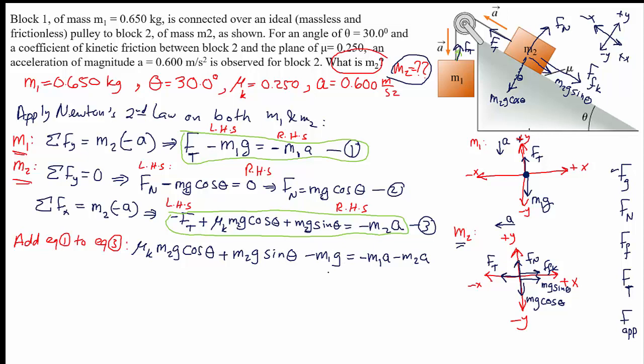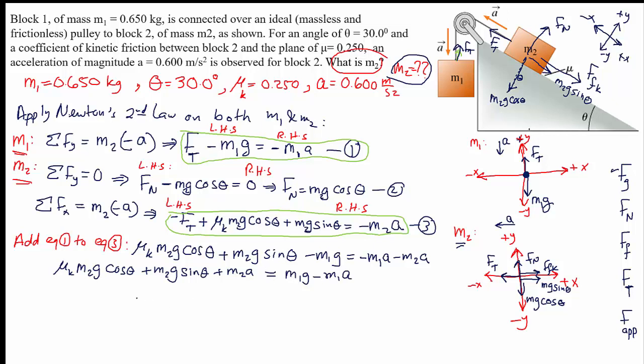And we'll go ahead and add m1g to both sides of the equation. So this will cancel m1g from the left-hand side and add it to the right-hand side. So if we do that, you'll get uk times m2g cosine theta plus m2g sine theta plus m2a equal to m1g minus m1a. We have the terms that contain m2 on one side of the equation, while the terms that do not contain m2 on the other side.